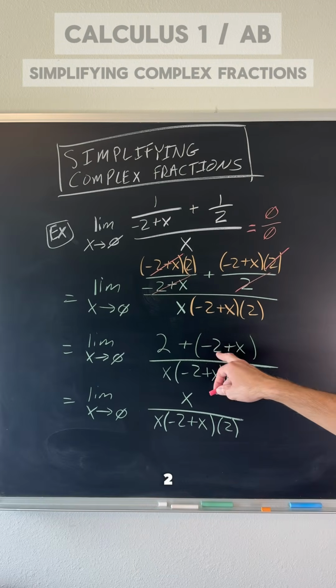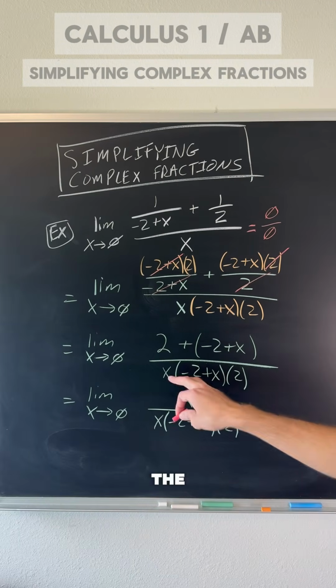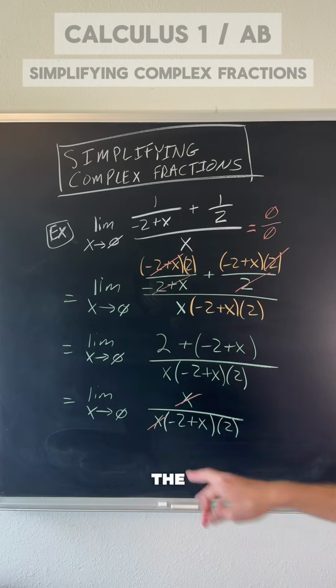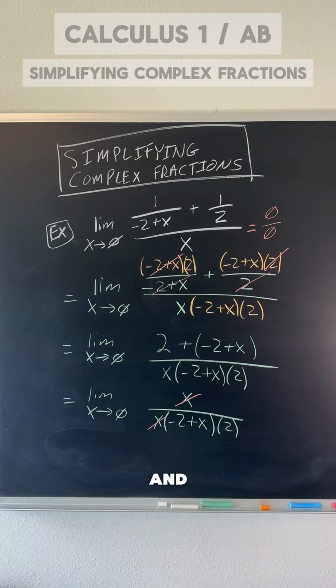Simplifying that numerator, 2 minus 2 would cancel out. We would be left with x. The denominator stays the same. We can then cancel out the factor of x in both the denominator and numerator and be left with the limit of 1 over -2 plus x times 2.